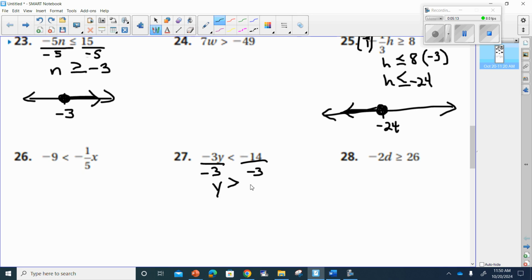3 goes into 14 3 times with 2 left over. So this is going to be 3 and 2/3. Or if you want to write 3.6 repeating, that's fine. And when I make my graph, I got 3 2/3, and it's going to be an open circle since there's no line there, and the arrow is pointing in this direction.